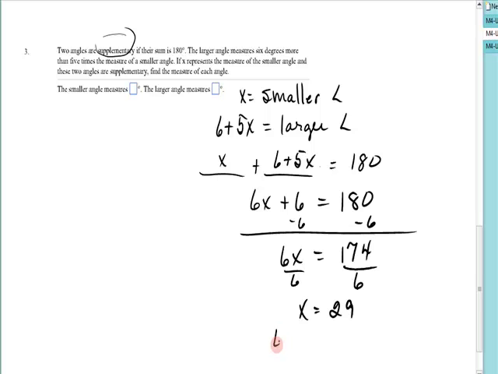The larger one is 6 plus 5x. It is 6 plus 5 times 29. So I'll do that on my calculator. And I get 151 degrees. Yes, you could have taken 29 from 180 and gotten the 151. There's the small angle, there's the large angle. Each one of these definitions is repeated in the answer. Let's look at a few more.